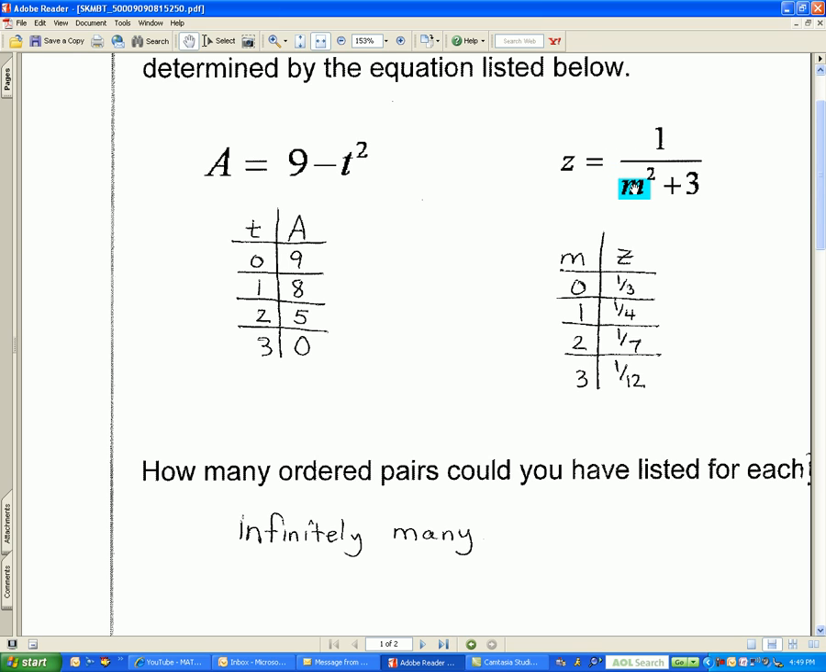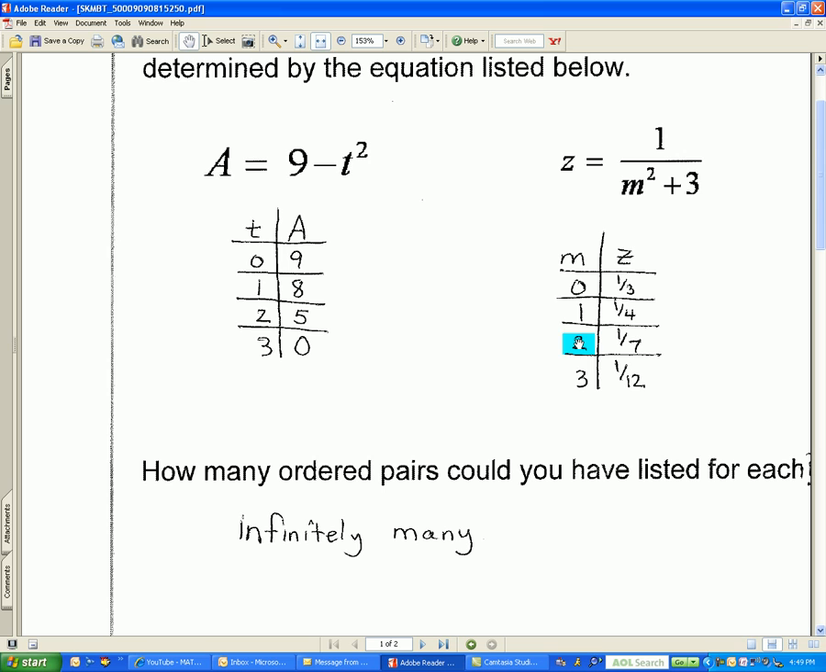When I put in a 0, on the bottom I have 0 squared plus 3 is 3, but don't forget we still have a 1 on the top. That's why we have the answer for z as 1/3. So it's the ordered pair 0, 1/3. When I plug in a 1 for m, 1 squared plus 3 is 4 on the bottom, but there's still a 1 in the top. That's why I have the answer 1/4 for z, so that ordered pair would be 1, 1/4.